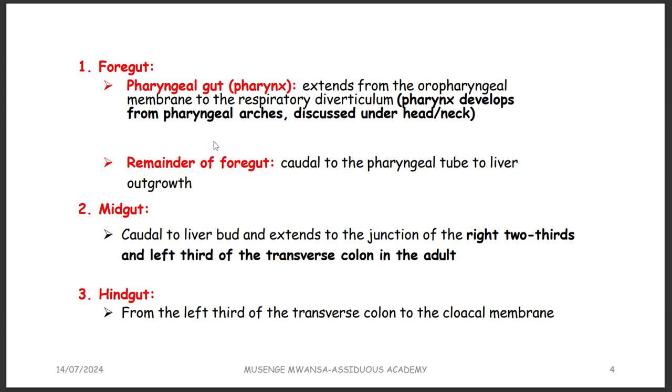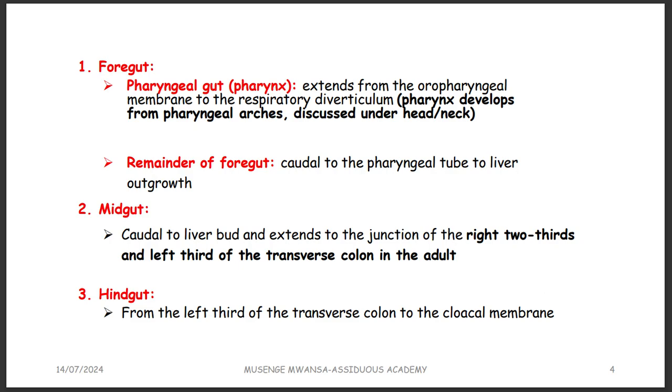next year. And then the midgut, so all the way from the mouth, when you reach the duodenum, the second part of the duodenum, that's where the midgut starts. So the midgut is caudal to the liver bud and extends to the junction of the right two thirds and left third of the transverse colon in the adult.